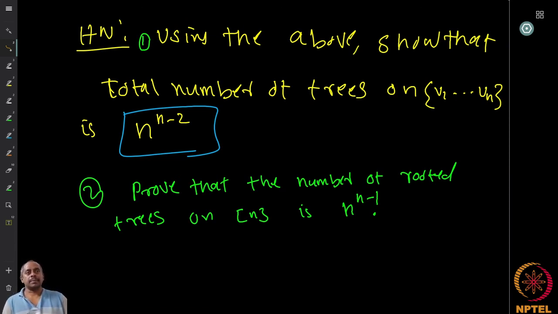Now again, once we have this, we can immediately show that the number of rooted trees on the vertices 1 to n is n power n minus 1. Okay, this is also an immediate consequence. Once we have this, this is easy.